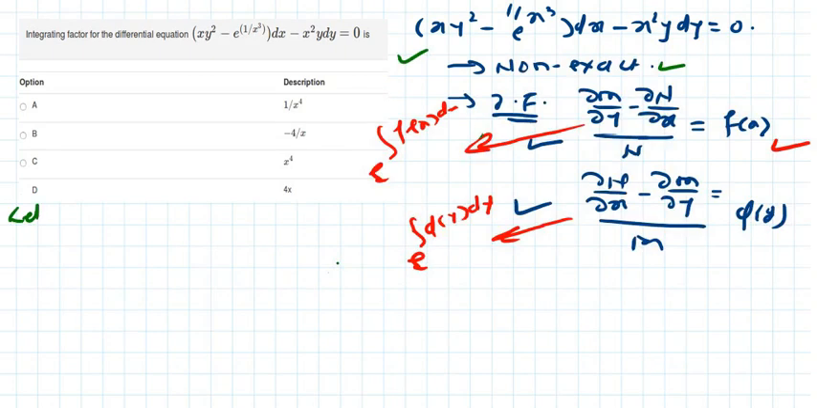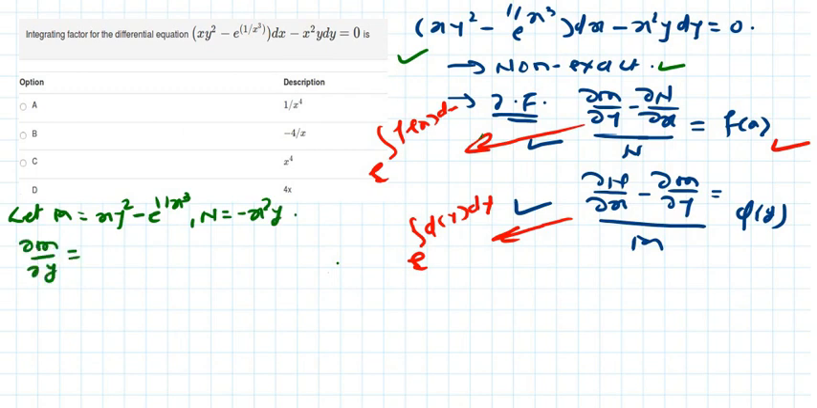Let m equal to xy square minus e raised to 1 by x cube and n equal to minus x square. So find out the derivative of m with respect to y, which is 2xy, and the derivative of n with respect to x, which is minus 2xy. So clearly these two values are not equal, which implies this given differential equation is non-exact. Okay, so we'll go for rule number 1. So let's find out this ratio.